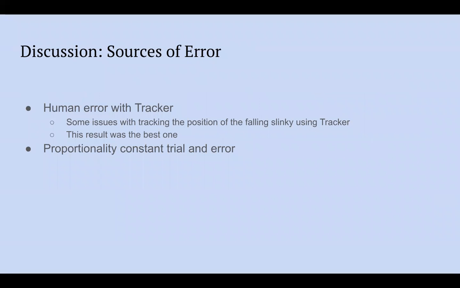Finally, some sources of error within this lab are human error due to Tracker. I had some issues finding the position of the falling slinky with Tracker, and this can account for some of the discrepancies in my results. In addition, I found the proportionality constant through trial and error, so there could be potential errors because of that as well.